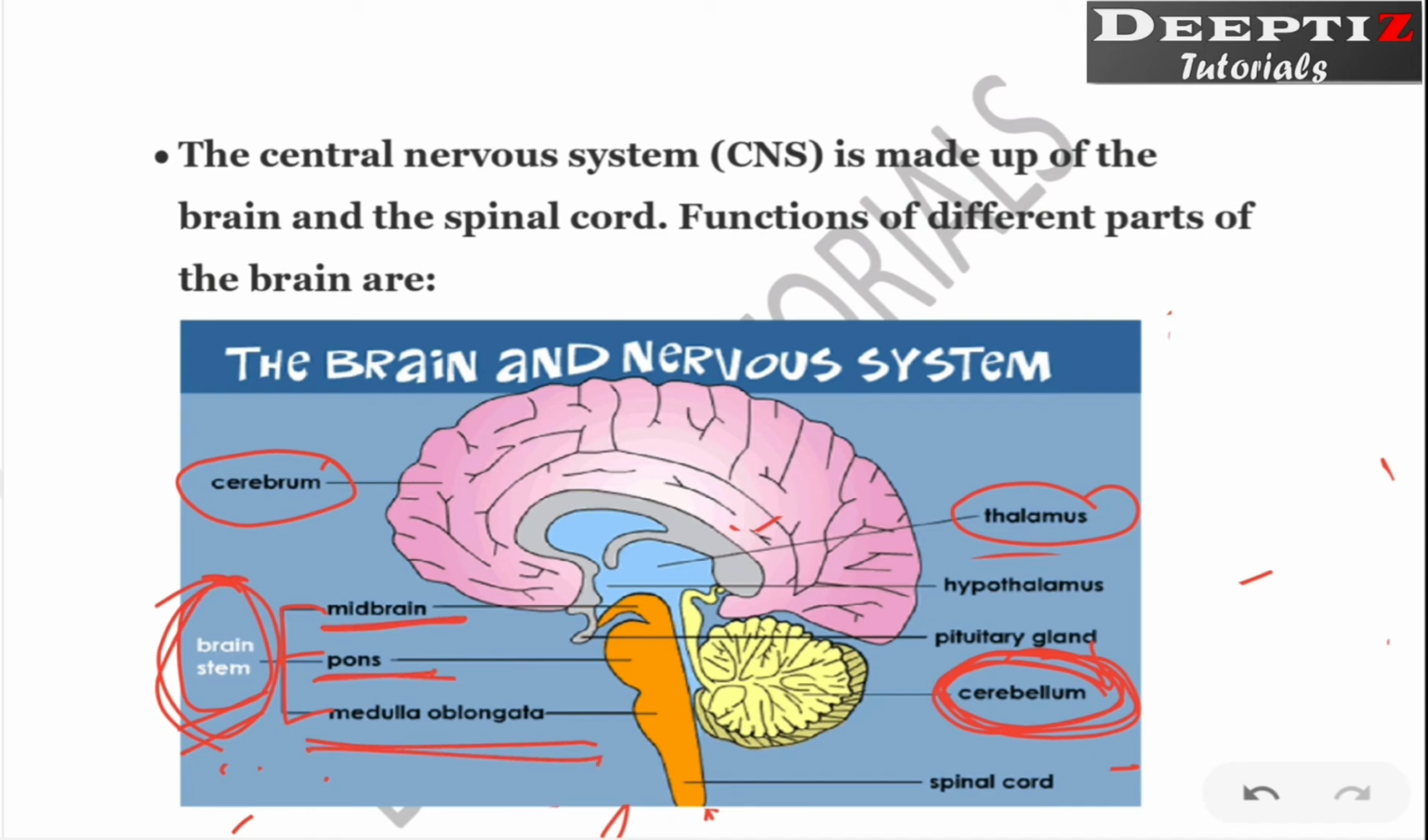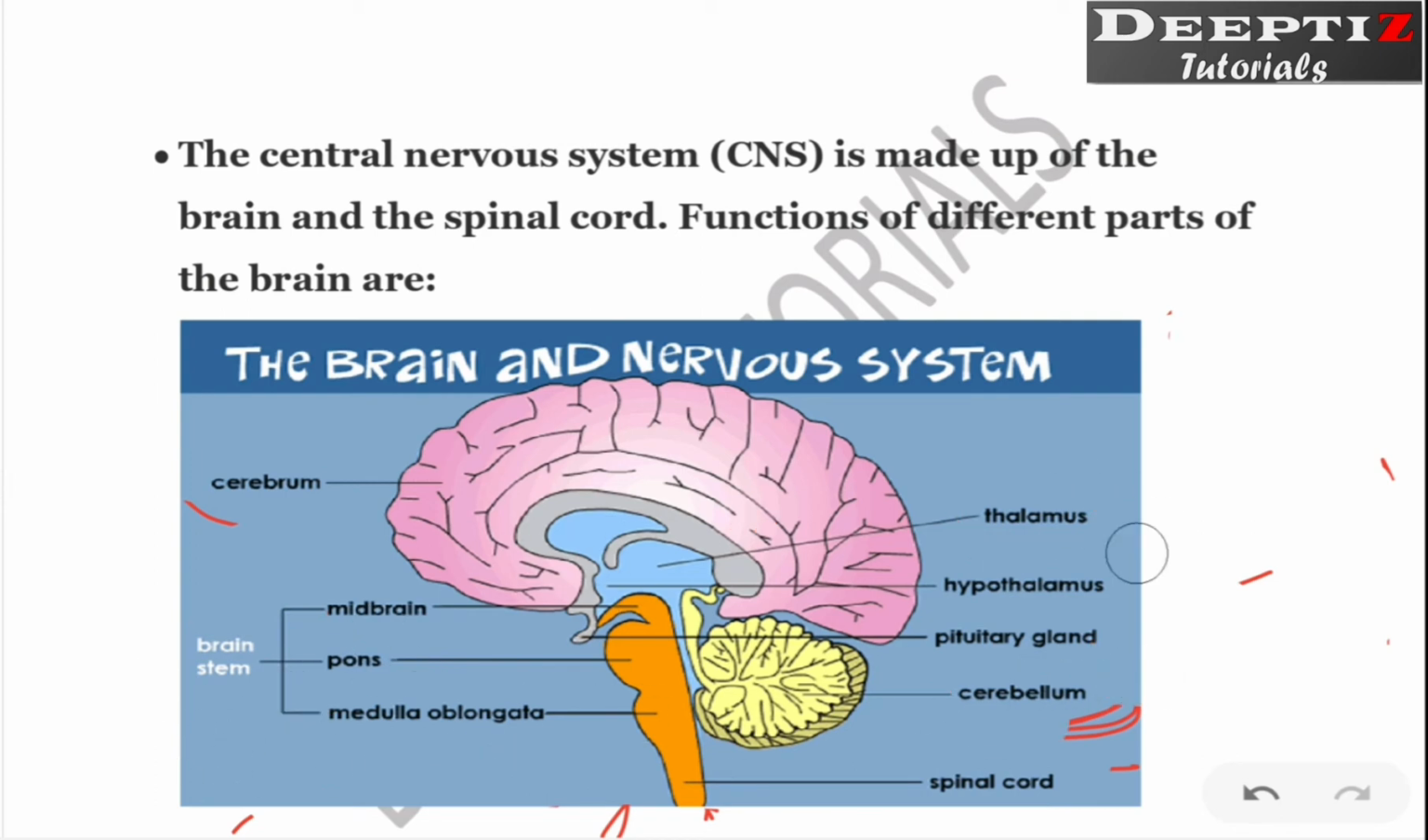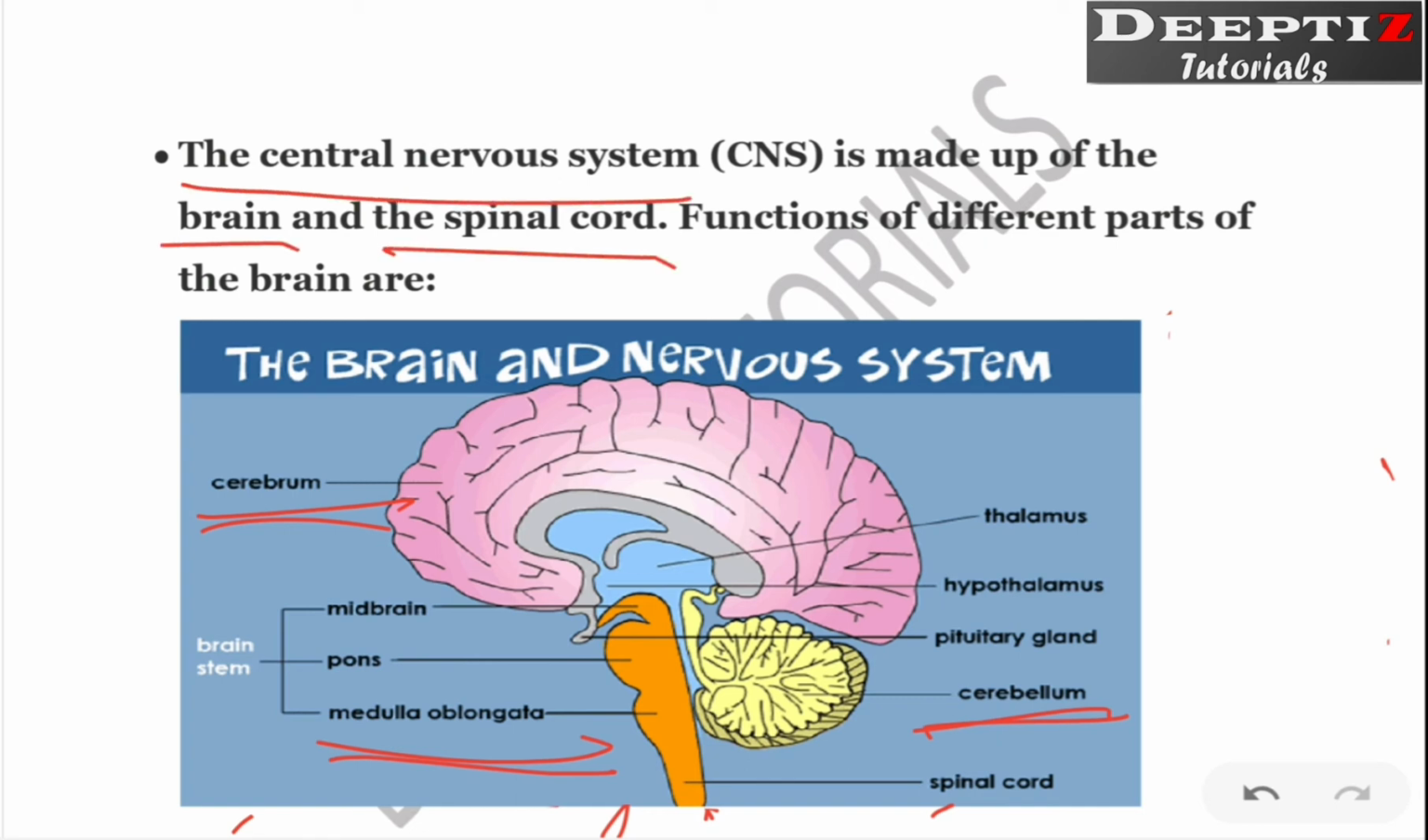Now let's see the function of each and every part of this brain. We have already seen what is the function of the cerebrum, cerebellum and medulla oblongata, right? So this is the seat of intelligence. This controls voluntary activity. Medulla controls involuntary activity. Now the central nervous system consists of brain and spinal cord. So this much is the brain, and what comes after this forms the spinal cord, right?